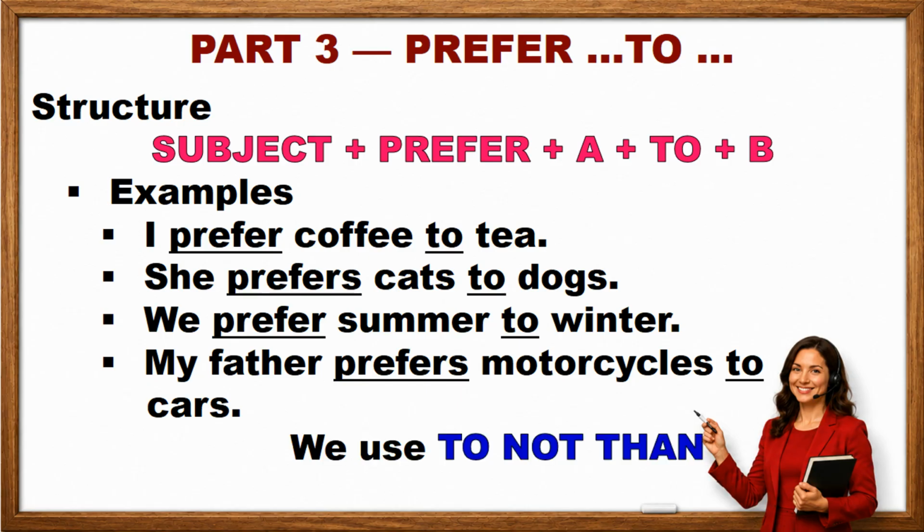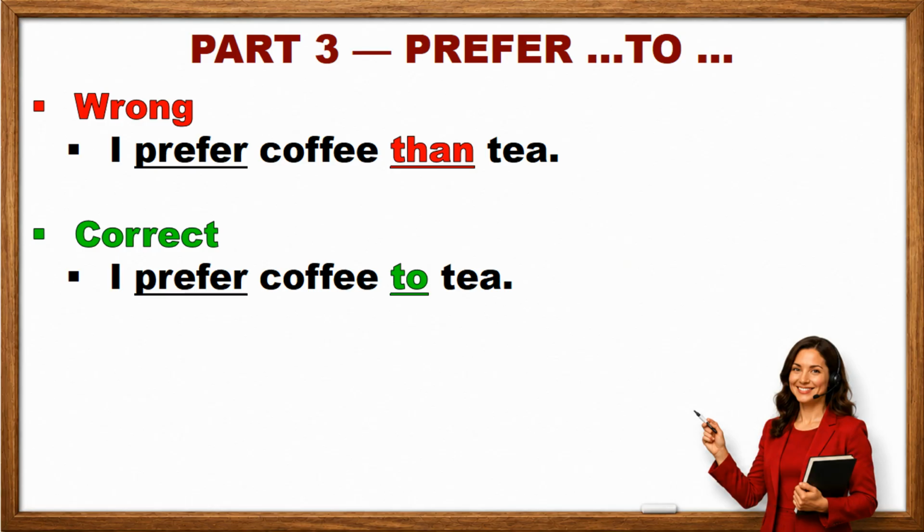Notice something. We use to, not than. Wrong. I prefer coffee than tea. Correct. I prefer coffee to tea.